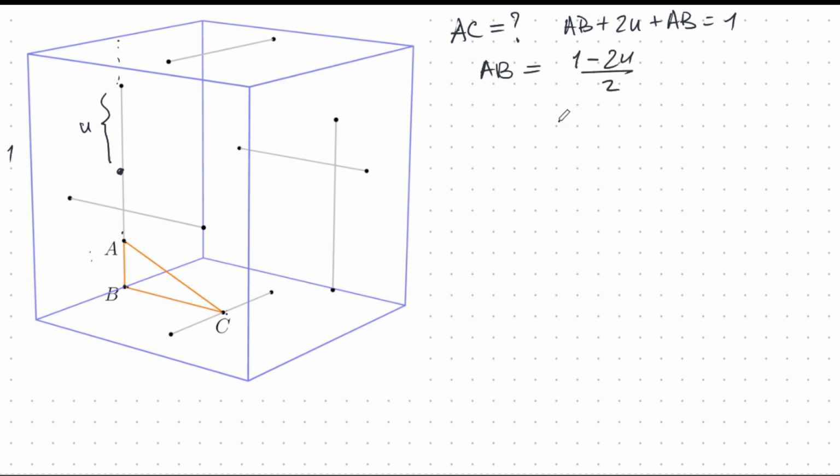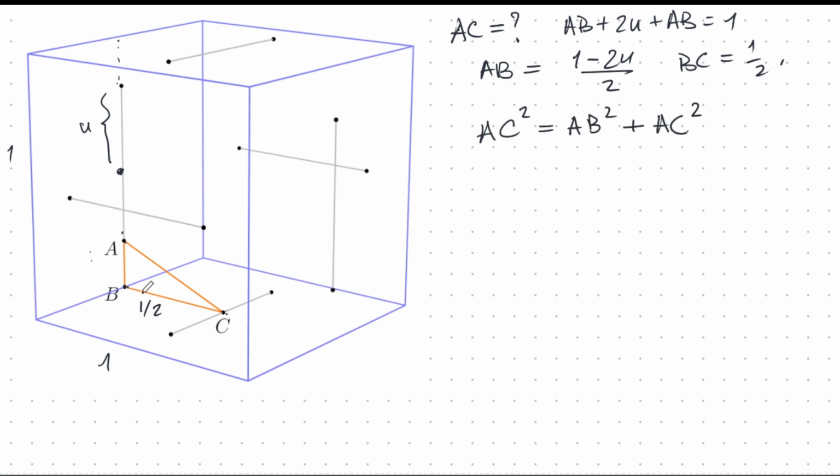So now I have the length AB. Okay, that's good. Now BC, that's easy. That's because this is 1 and C is a midpoint. This is just 1/2. So BC is 1/2. Very good. And now I use Pythagoras' law.